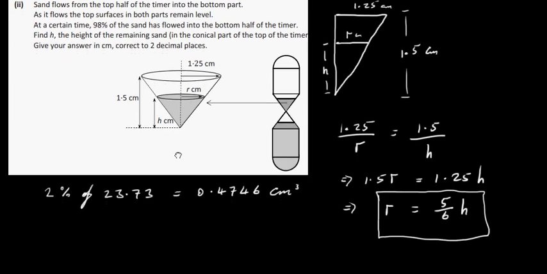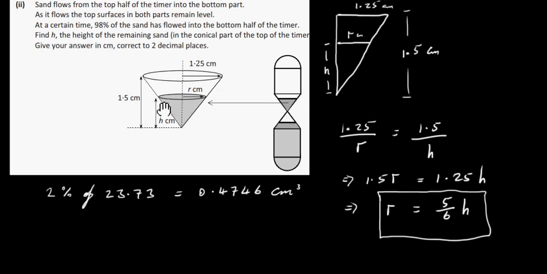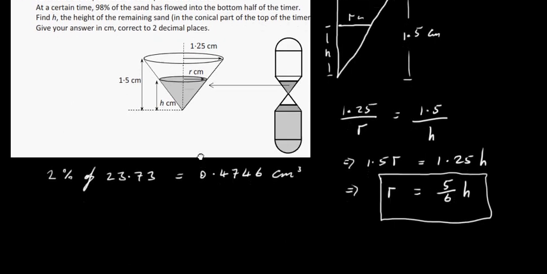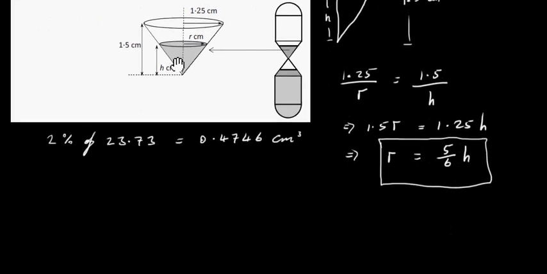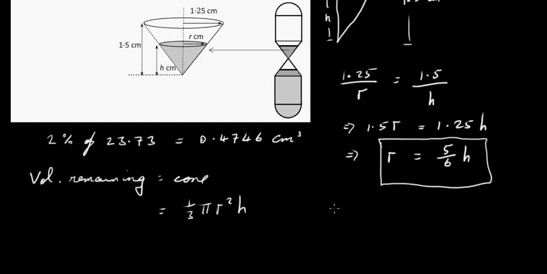Right, so we have to find the height h here. We've got to find the height of this sand here, this part here. So we know that that is a cone. The sand is in the shape of a cone. So the volume remaining is a cone, so that's going to be equal to 1/3 pi r squared h. Now we know that that's going to be equal to this here, 0.4746.